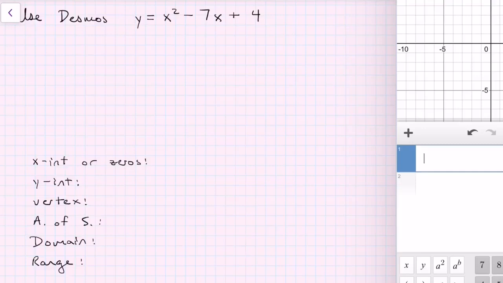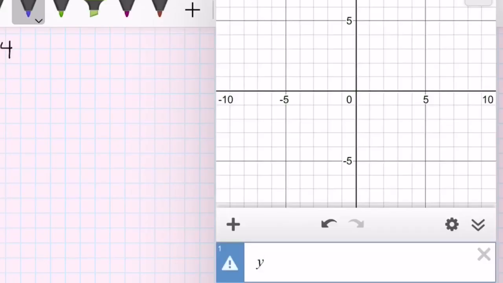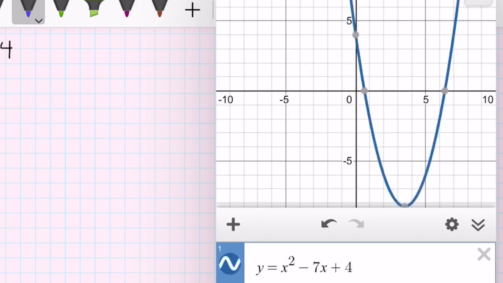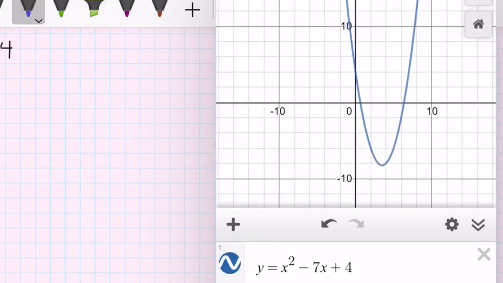All right, so what we're going to do is graph y equals x squared minus 7x plus 4 on Desmos. So the first thing I'm going to do is type that in: y equals x squared minus 7x plus 4. Once it's in, it looks a little too big for me, so I'm just going to pinch my screen. All I'm doing is two fingers pinching this, and it gets smaller.